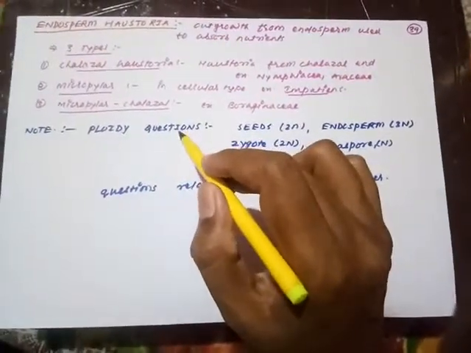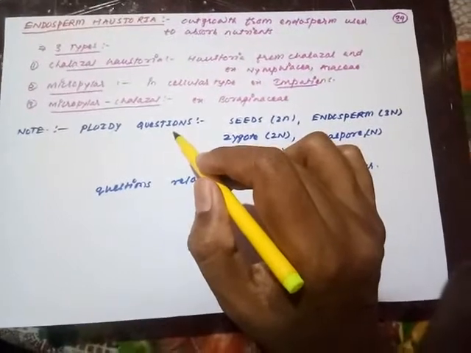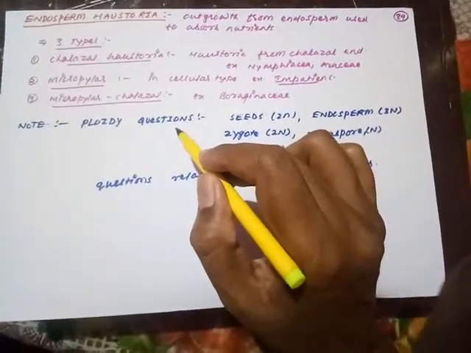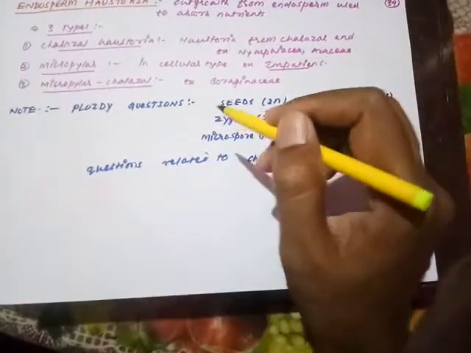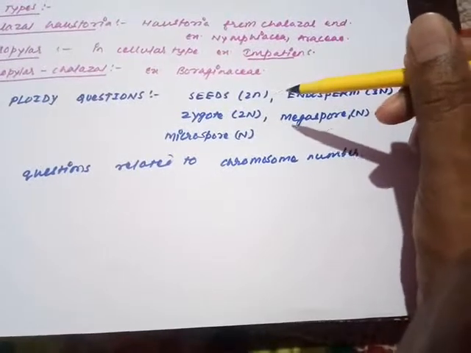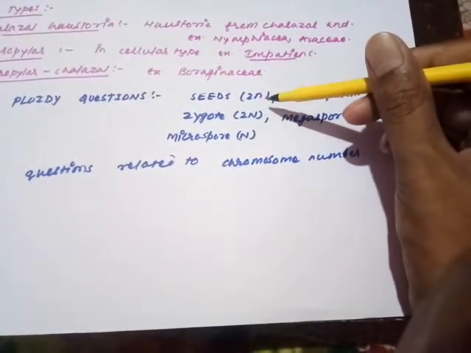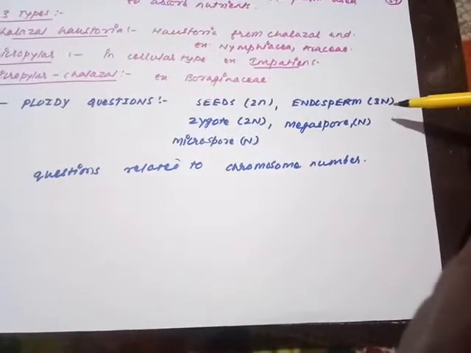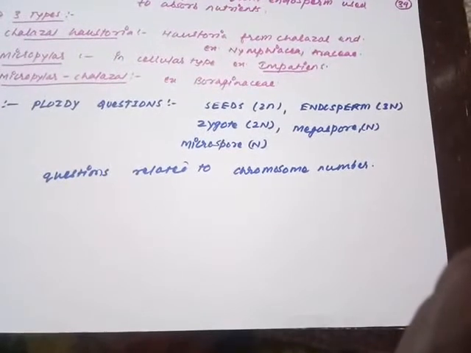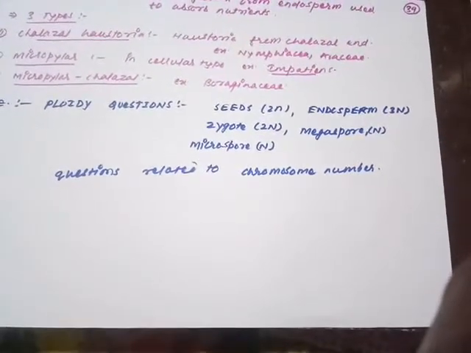Sometimes questions may be asked related to the ploidy levels of the endosperm cells or the cells we have studied till now. So whenever such questions come, take care of that. The seeds produced will always be diploid in nature. The endosperm is always triploid. The zygote is always diploid. Megaspore is always haploid. Microspore is always haploid.